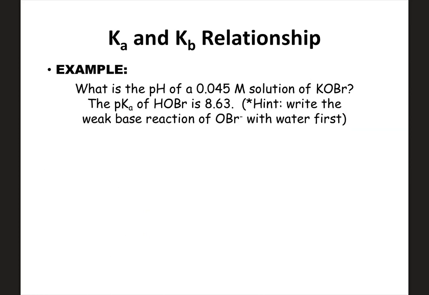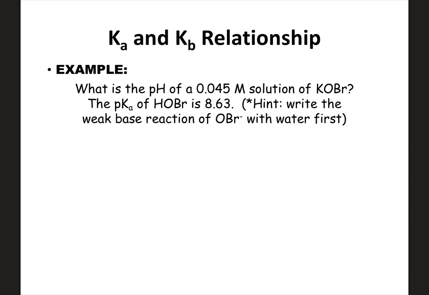Let's look at one more example here. This says, what is the pH of a 0.045 molar solution of KOBr? They gave me the pKa of HOBr being 8.63. And there's a little hint here because you don't know entirely everything that's going on here. There's more coming, but in order to do this problem, you might need this little hint. It says, write the weak base reaction of OBr- with water first. All right, so that's what I'm going to do.